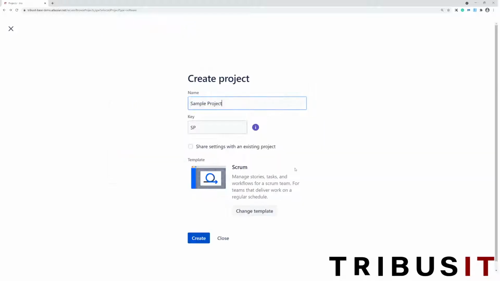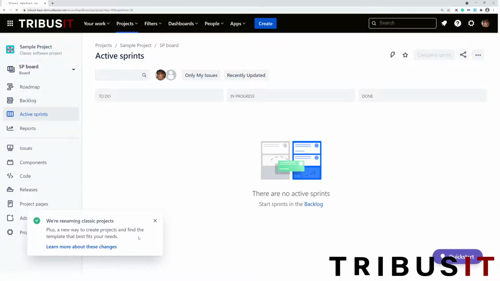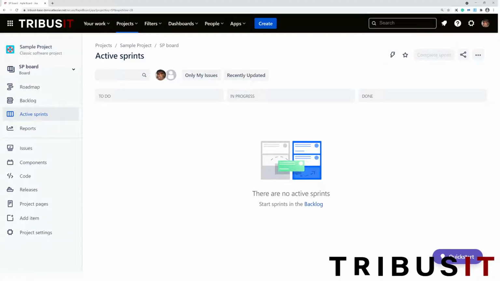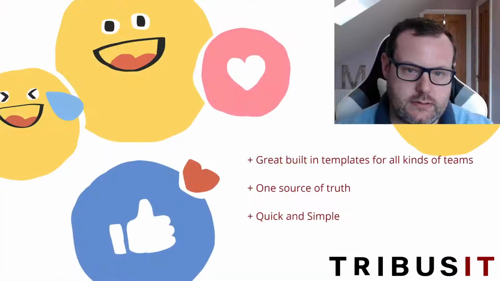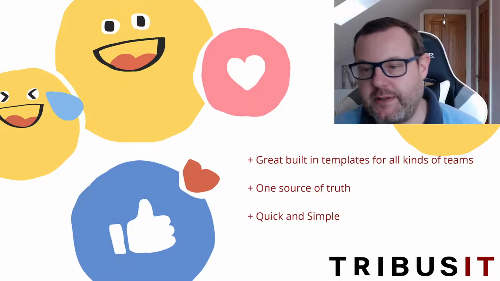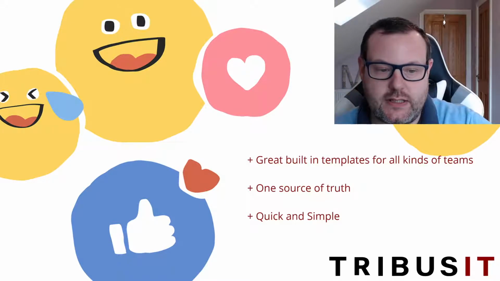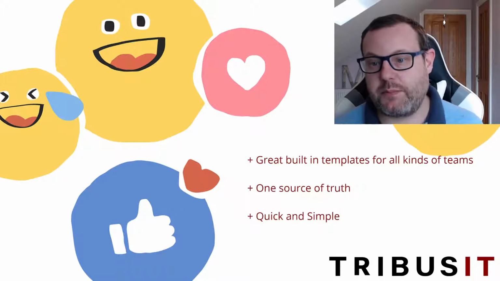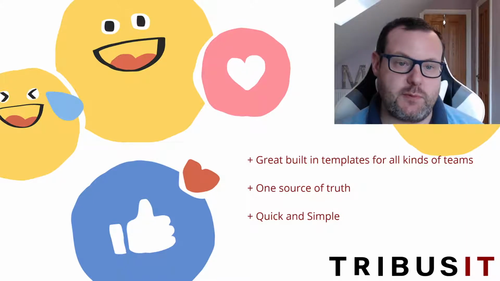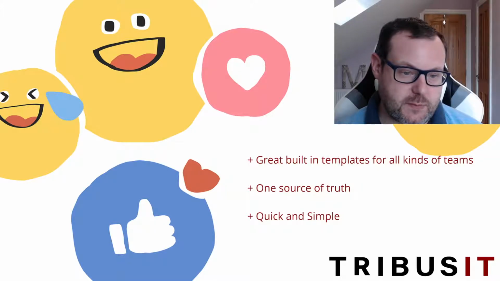For this demo, I'm going to choose Scrum and create. And there we go. That is our project created. So hopefully you've seen there there's a lot of built-in templates for different types of teams that you can use. The benefit of that potentially is having everything in one place, giving you one version of the truth in one place, and it's quick and simple to do. We did that in a few minutes.